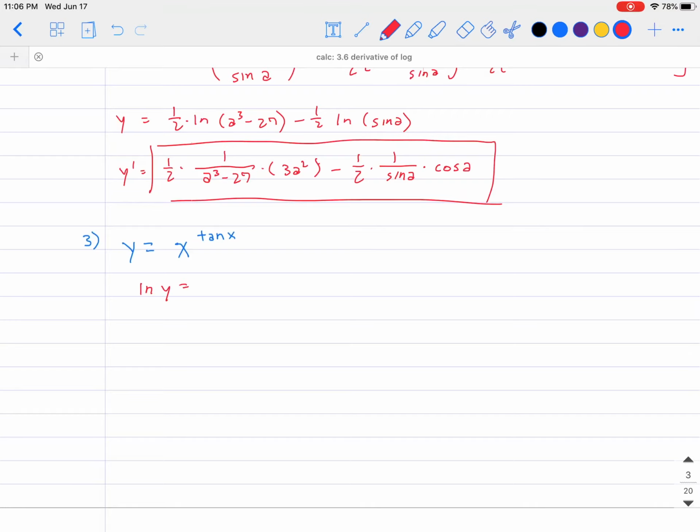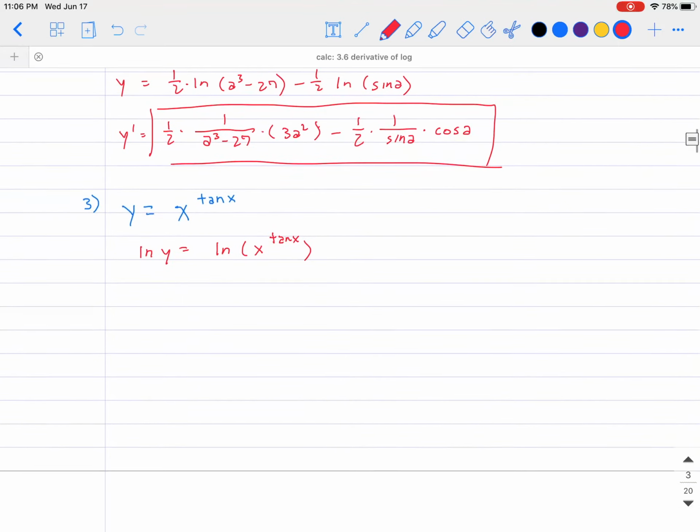So natural log of y is equal to the natural log of x raised to the power of tangent of x. As soon as you write the natural log on both sides, it becomes a little bit more clear what you need to do. First, we're going to take that tangent of x and multiply it by ln of x using the properties of natural log. So we take it outside as tangent of x, and then multiply by ln of x, all while the left-hand side is still the same thing.